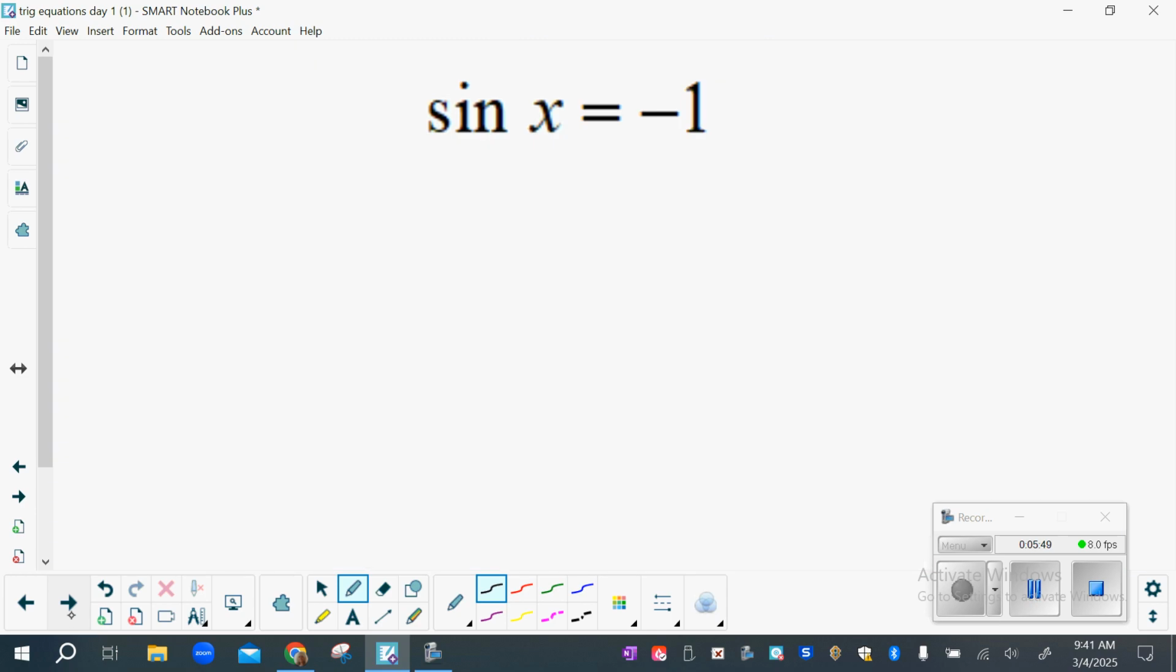So let's start. Step 1. Is the trig and the letter alone? Yes. In this case, I've already done that for you. That's step 1. Step 2 says, go to your magical unit circle and find out where sine is -1. Do that now.